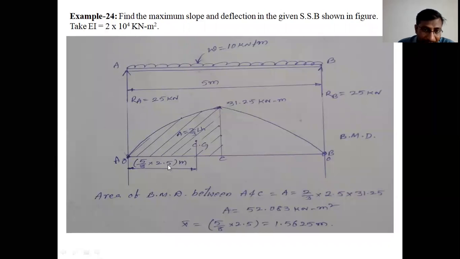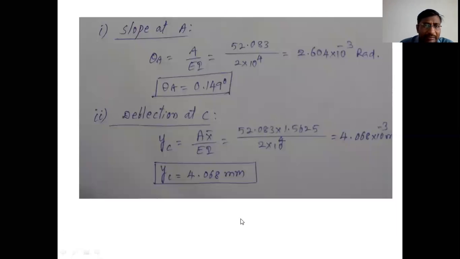So 5 by 8 into L, where the distance between A and C is 2.5 meters, so 5 by 8 into 2.5 is 1.5625 meters. Like this, you have to find the area first and the moment of this area about the apex, if you know the center of gravity, x bar. After getting the A and x bar, we can easily find the slope and deflections.